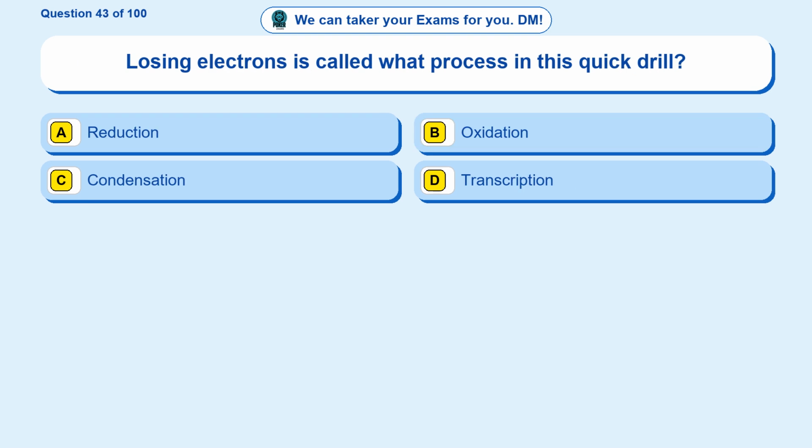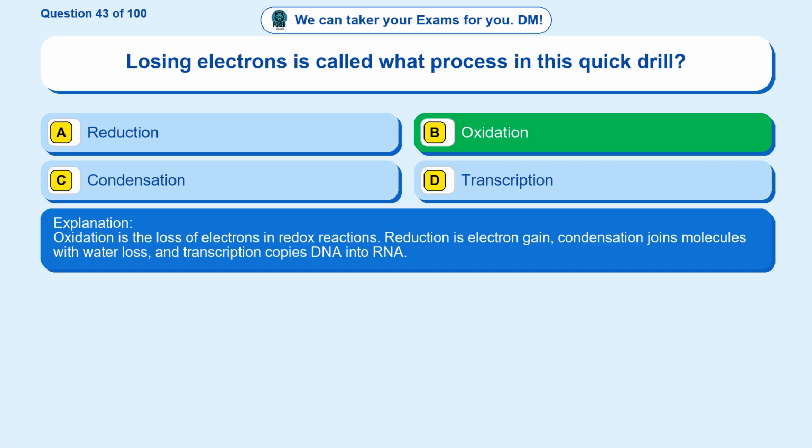Question 43. Losing electrons is called what process in this quick drill? Option A, reduction. Option B, oxidation. Option C, condensation. Option D, transcription. The correct answer is option B. Oxidation. Oxidation is the loss of electrons in redox reactions. Reduction is electron gain, condensation joins molecules with water loss, and transcription copies DNA into RNA.